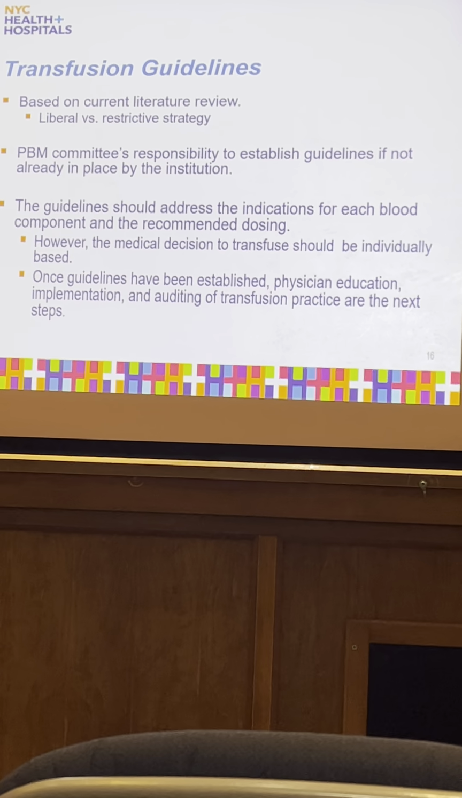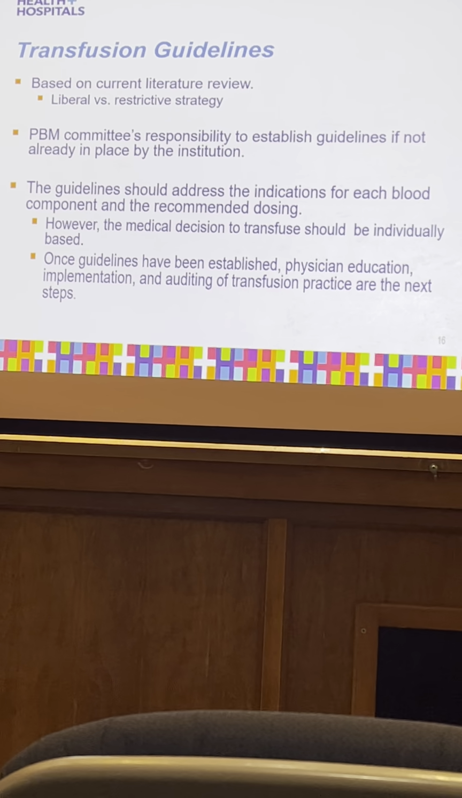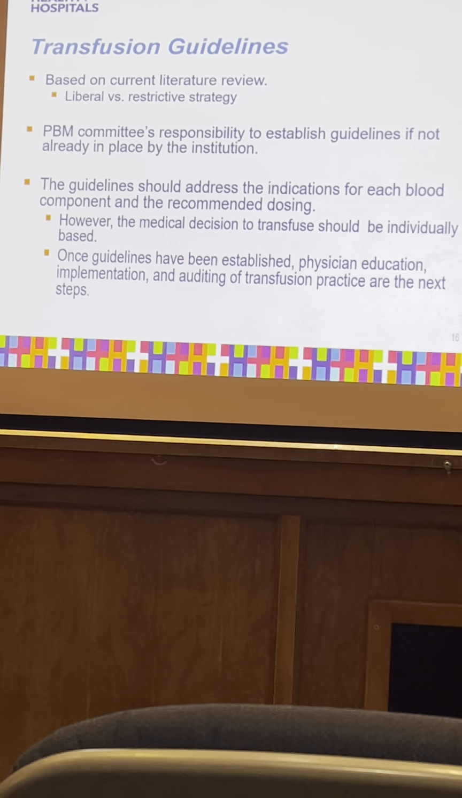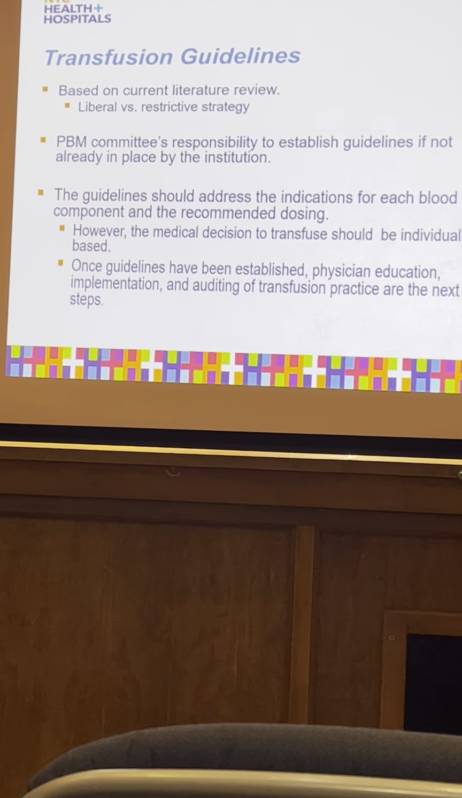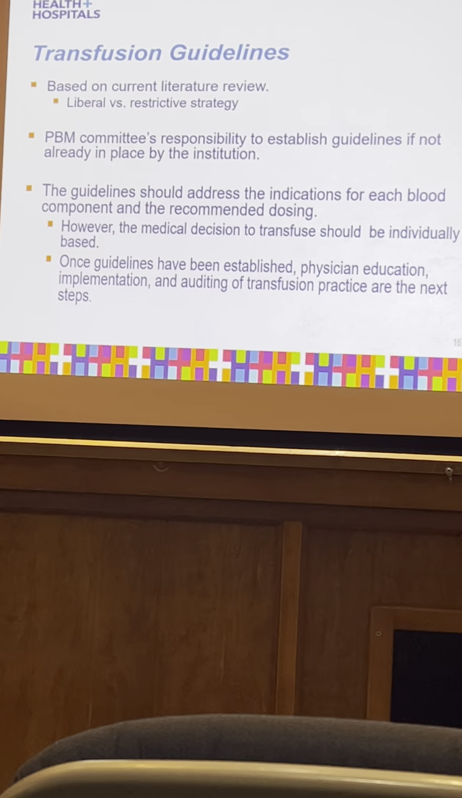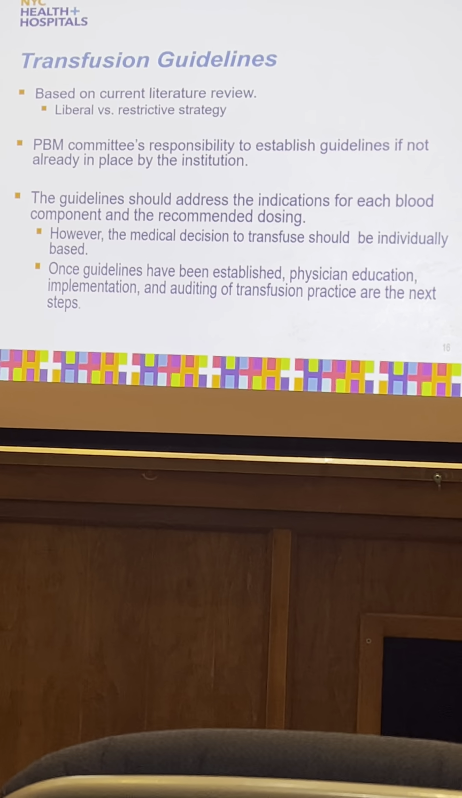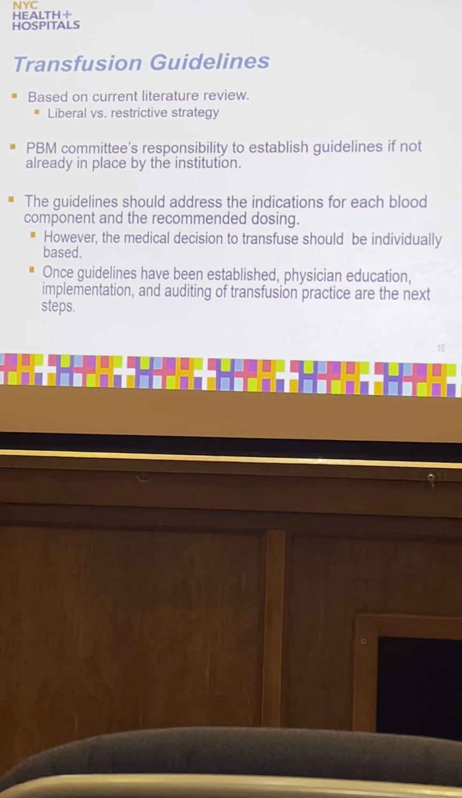I didn't want to put any big data in this talk, but as you know, 20 years ago, 10 years ago, and still today, there's a debate between liberal and restrictive strategy, like transfusing a patient with 2 units versus 1, where they have a hemoglobin of 6.8, right?